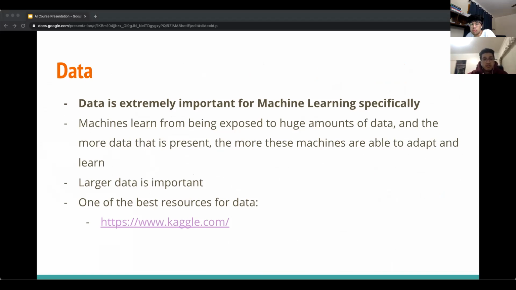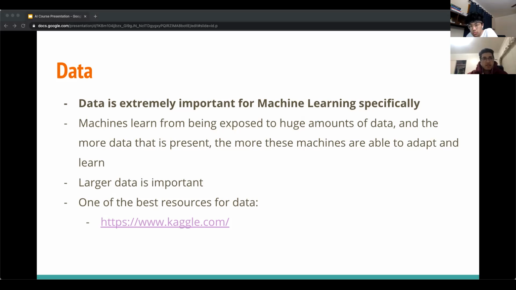So data is extremely important, especially for machine learning, which is what we're going to be covering a lot of in this course. So like we said before, machine learning operates off of being able to improve over time with more exposure to more data. So you see more of some data, and you're able to gradually make your program better off of that. And so there are questions with data, but in general, the more data you have, the better your program will operate. And one of the best resources for data, one of the best public resources, I should say, is Kaggle.